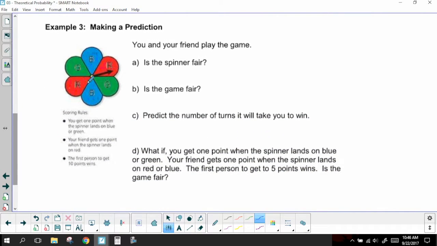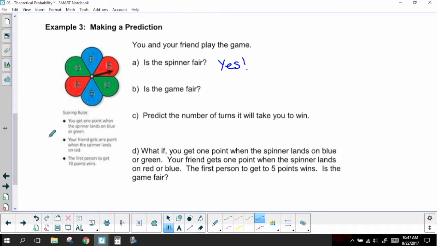Might be a little hard to read, but there's a game with the spinner, which kind of looks like a flower. You get 1 point when the spinner lands on blue or green. Your friend gets 1 point when it lands on red. And the first person to 10 points wins. Is the spinner itself fair, ignoring the rules? Is it equally likely that you would get any one color if you spun it? Yes. There are 2 blue, 2 green, and 2 red.